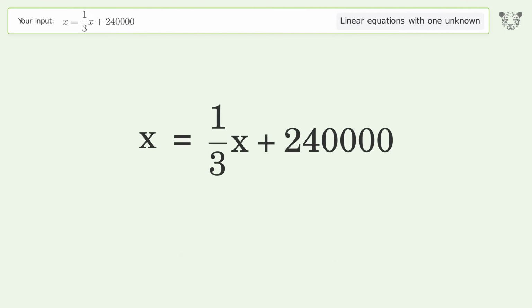Group like terms. Combine the fractions. Combine the numerators. Reduce the zero numerator. Simplify the arithmetic. Isolate the m. Multiply both sides by inverse fraction 3 over 2.